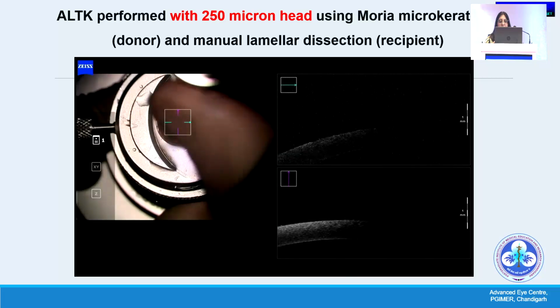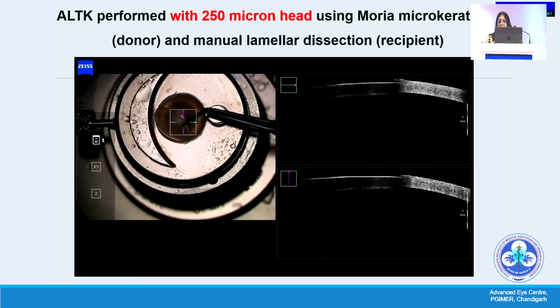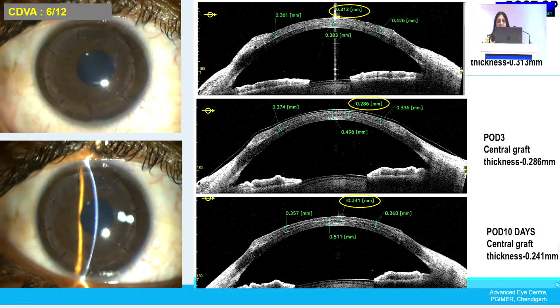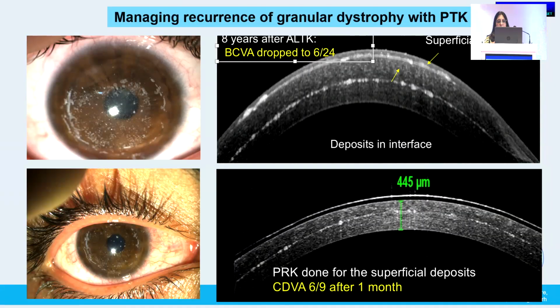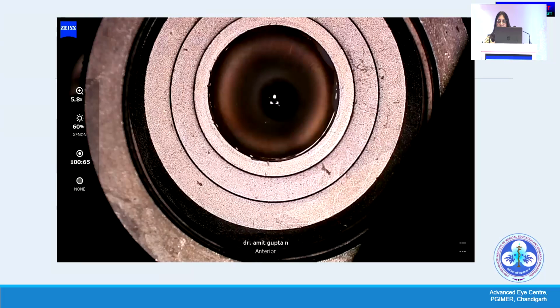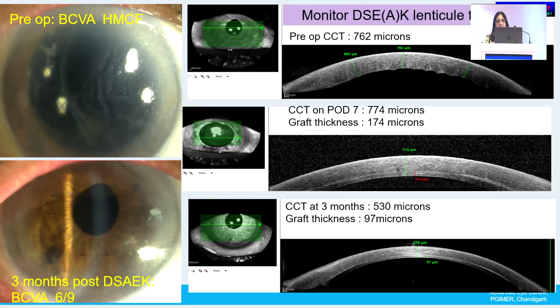And once it was planned, intraoperatively one could see the thickness of the graft which was there. And we could see that this was approximately a 1/3 graft thickness which we got, the button. And then it helped us to monitor post-operatively also how the graft thickness gradually came down over a period of 10 days. The same for managing a recurrent case where we had a superficial recurrence, and this could be managed with a PTK. Similarly, for endothelial keratoplasties, I'll just take a few seconds more. I'll run through this video. We can monitor the attachment of the DSEK lenticule, and we can monitor how the graft is improving over time, the thickness improving and the clinical picture improving.